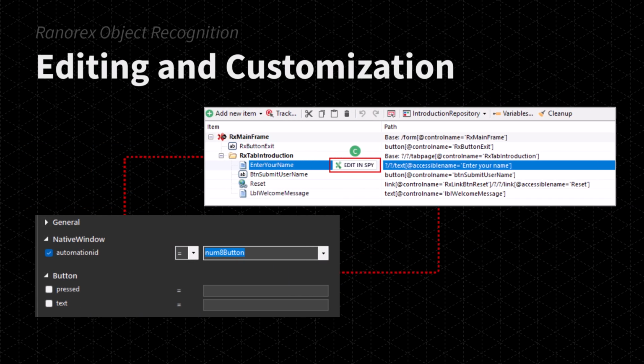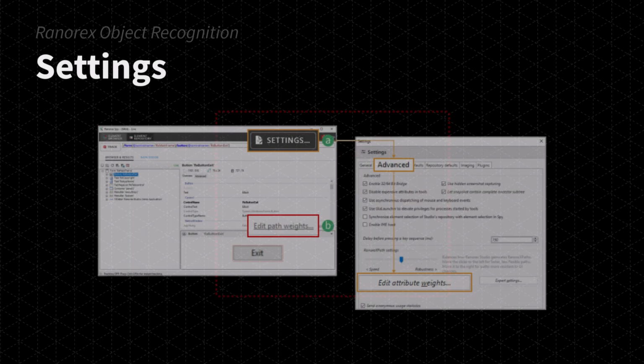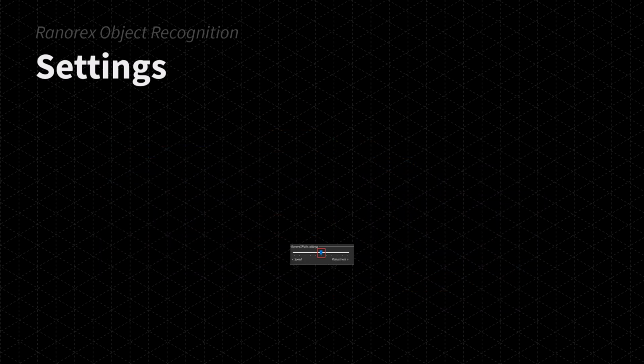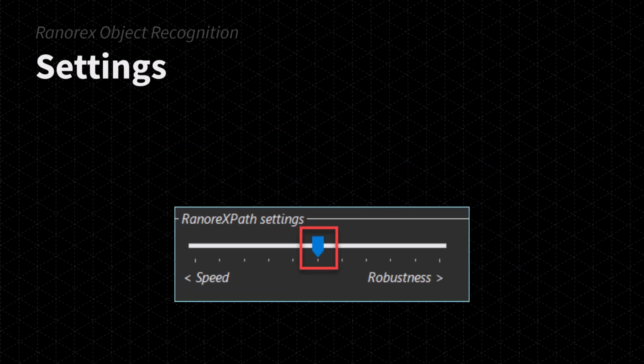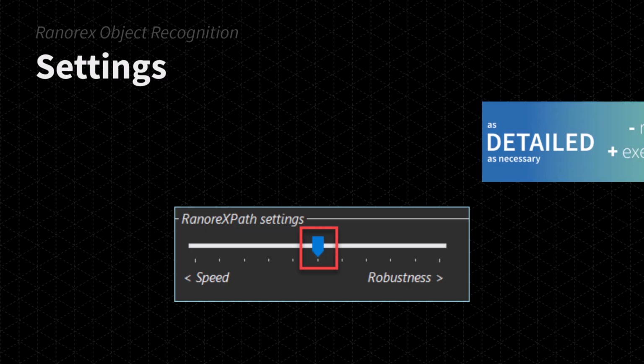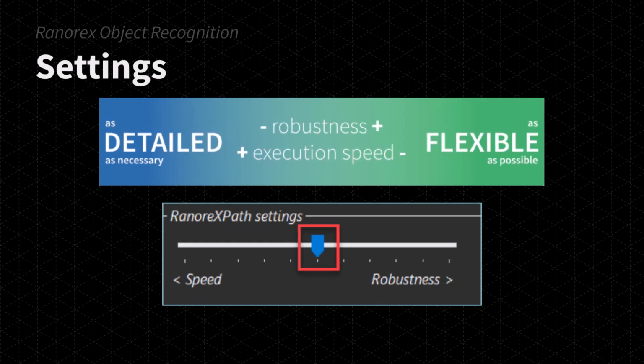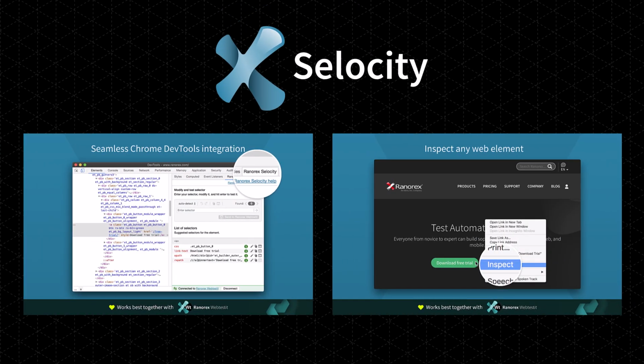You can always manually edit your Ranorex path selector, the attributes being used, or the filtering mechanism, and even adjust the path and attribute weights Ranorex uses by default. You can set the path generation to prioritize robustness and flexibility, or specificity and speed, based on your selector patterns and unique UI.